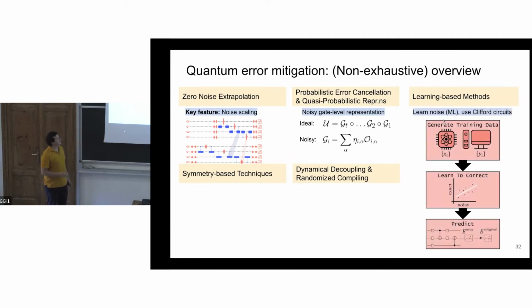Then there is a set of techniques that I'm calling here, well, these are quite well defined in the literature, learning-based methods. It's sort of my way of summarizing the techniques. What do I mean? Here I'm providing an example with one technique that is known as Clifford data regression, which operates as follows. It's an example that can also be used for the other techniques.